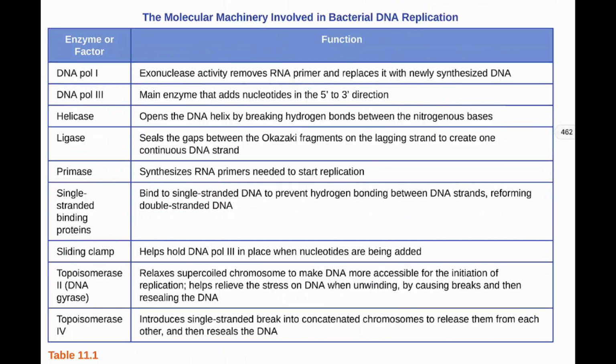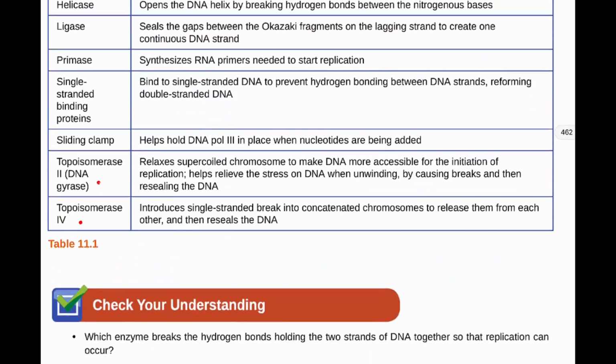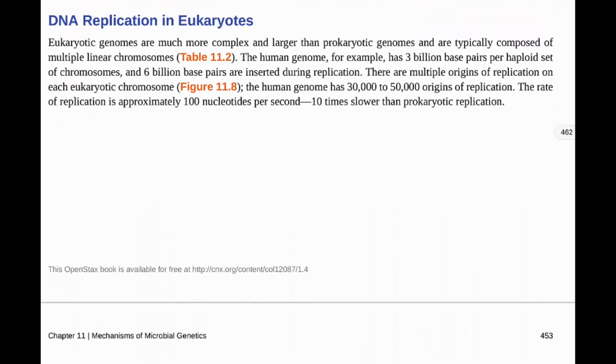Here we have a nice little chart for all of the different enzymes that you should be familiar with and what they do. So the enzyme or the factor, and then what they do, and we've talked about each one of these. Do make sure that you understand the difference between DNA polymerase 1, DNA polymerase 3, as well as topoisomerase 2 and topoisomerase 4. And of course all the other ones you should know as well. It's just those can maybe get a little bit confusing because they're the same name, just a different number.